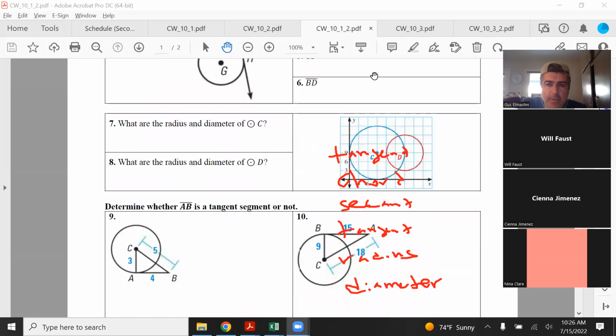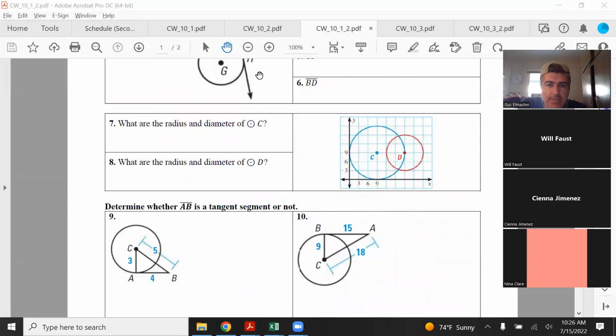7 and 8 should be pretty straightforward. 7, they want the radius of circle C, that's of course 3. And the diameter is going to be 6, just double it. And for D, the radius is 2, and you double it, that's 4 for the diameter.